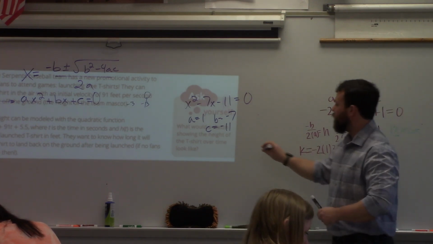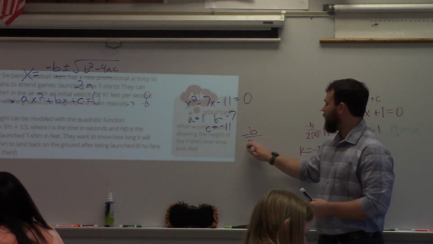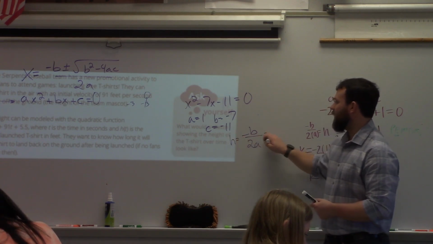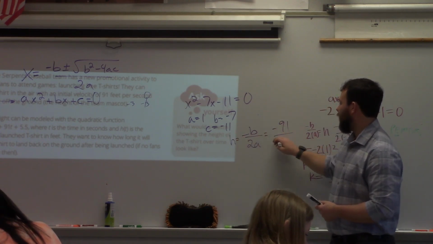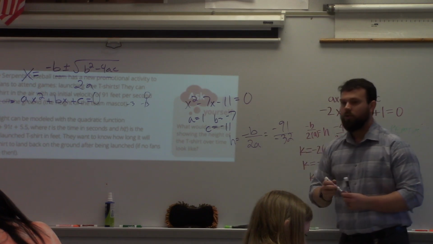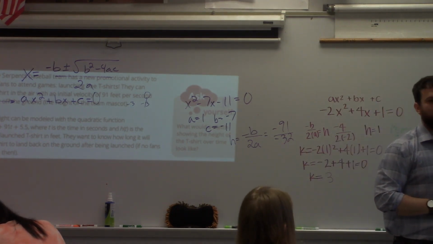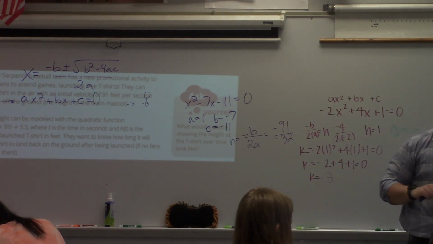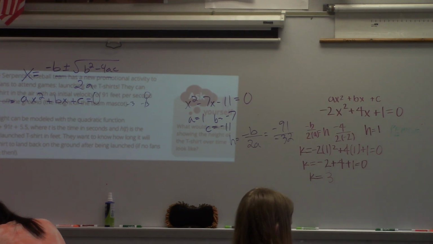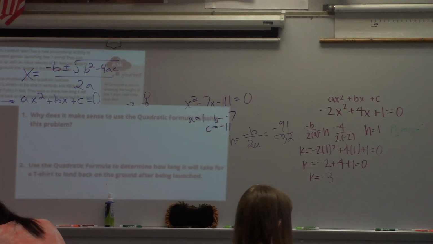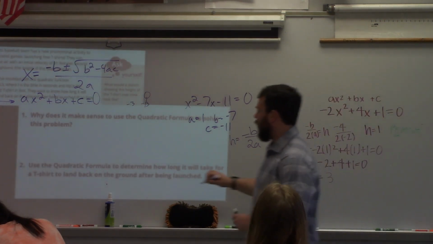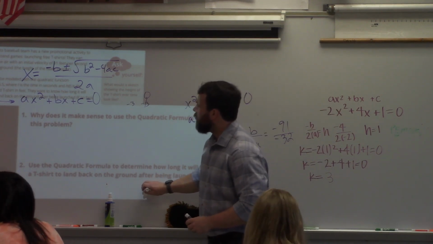If I do -b divided by 2a to calculate h, that gives me a -91 divided by -32. Do you want to deal with that h value for the vertex? So what are we going to use if we can't factor and we don't want vertex form? We'll use that quadratic formula. Get up, move to your vertical surfaces.